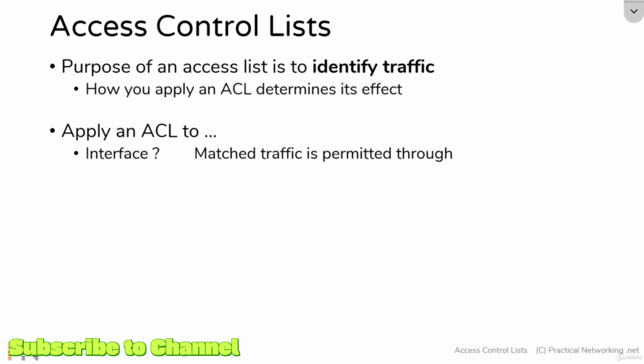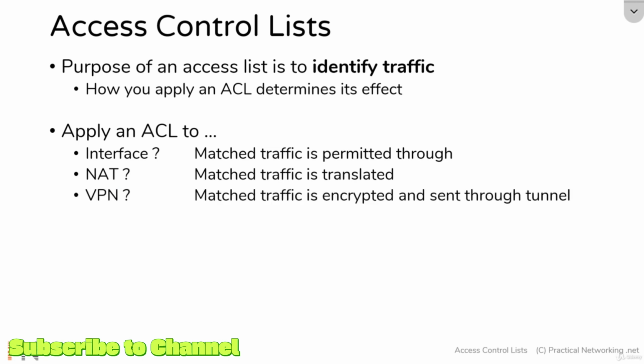list. For example, if you apply an access list to a network address translation configuration, then whatever traffic is identified by the access list is processed through NAT. If you apply an access list to a VPN configuration, then whatever traffic you identify with your access list is then encrypted and sent through a particular tunnel.